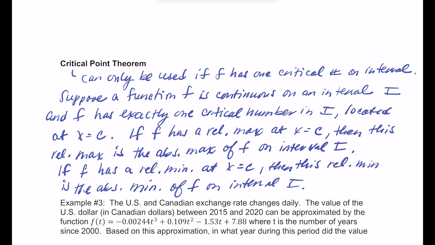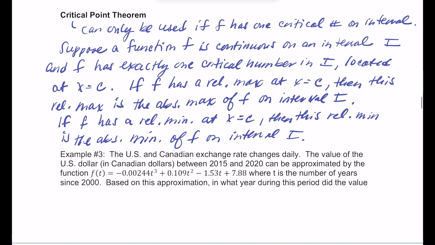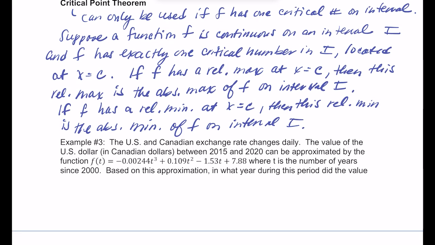Okay, so again, we can only use this theorem if f has one critical number on the interval, and if that function is continuous on the interval. If there's exactly one critical number in that interval, all you have to do is look at the value of c, the constant. What is the y value there? And if the function has a relative max, then this relative max is also the absolute max of f on that interval, okay? Provided there's only one critical number, and it's a continuous function. And if f has a relative minimum, then that relative minimum is also the absolute minimum. So it's also the lowest point of the function on that interval. Okay, let's look at where we can apply this.